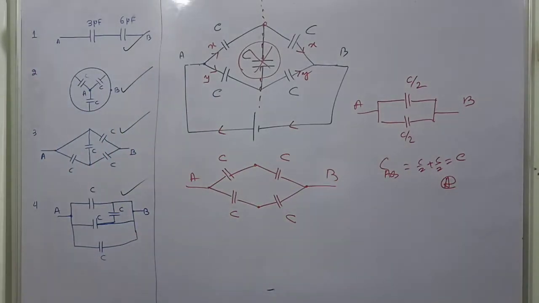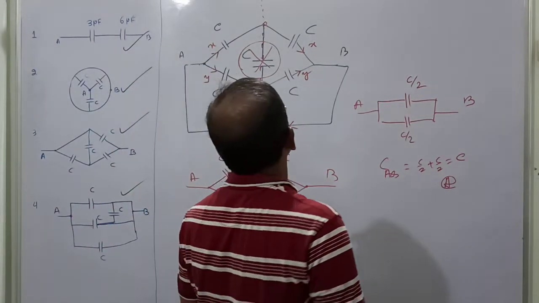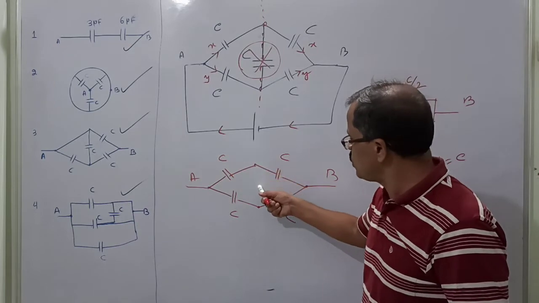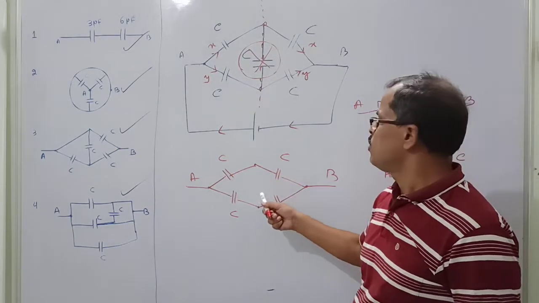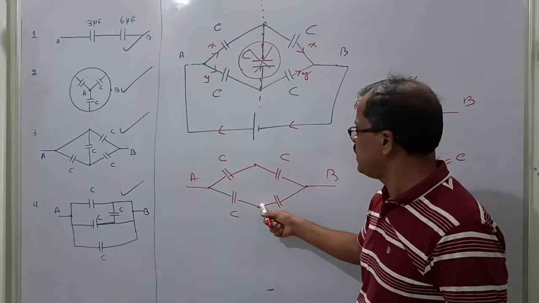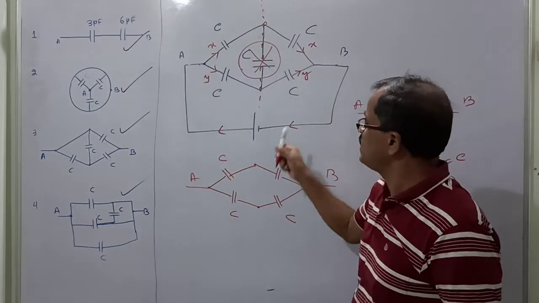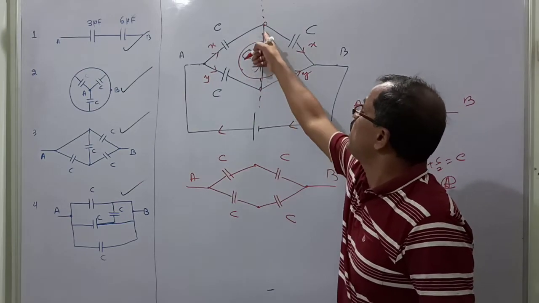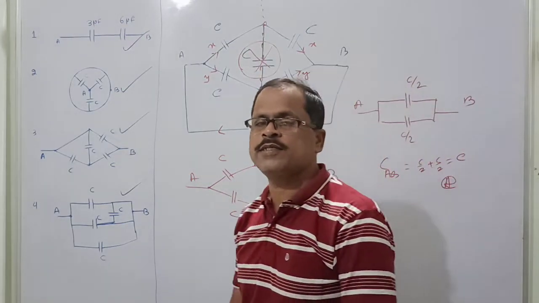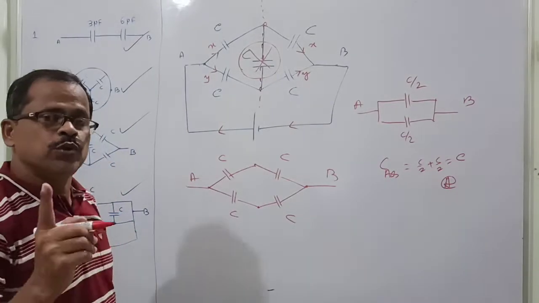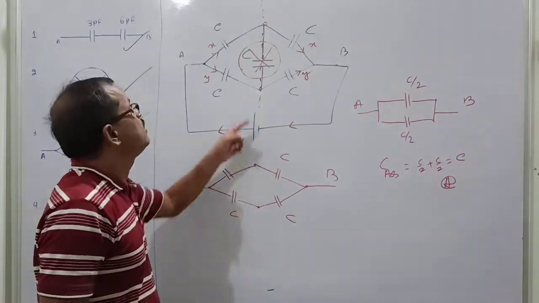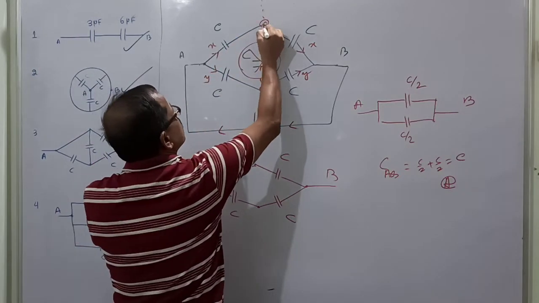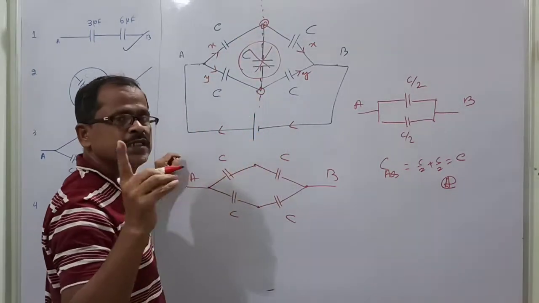So another point we have to understand here. I told you, along this line no charge will flow. If no charge will flow along this line, because the same X will follow this one, what is the meaning? Though a connection is there, why is no charge flowing? Then another concept comes to mind. If no charge is flowing in a path, then the potential of this point and the potential of this point is the same.